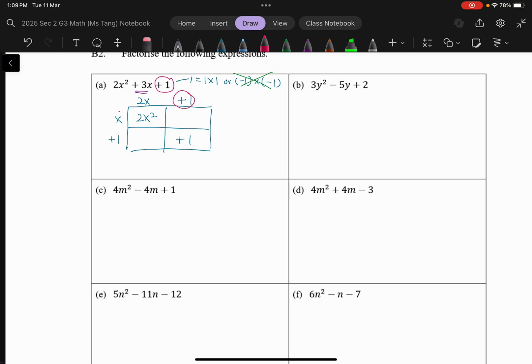Positive 1 times x gives us x, and 2x times 1 gives us plus 2x, and when we sum them up together, we get plus 3x, which is what we have in the question. So that gives us our final answer, which is bracket 2x plus 1 bracket x plus 1.